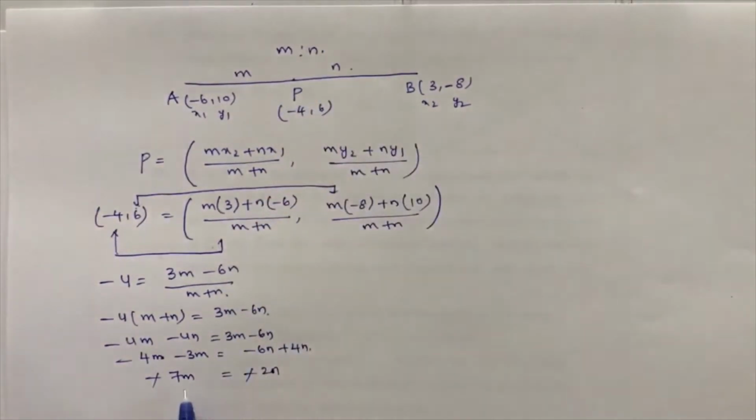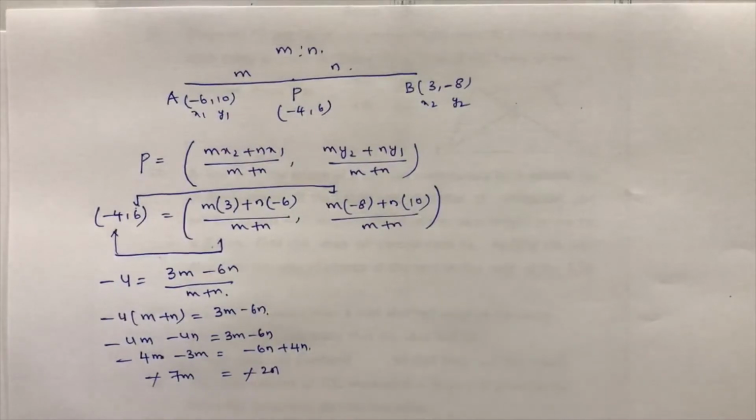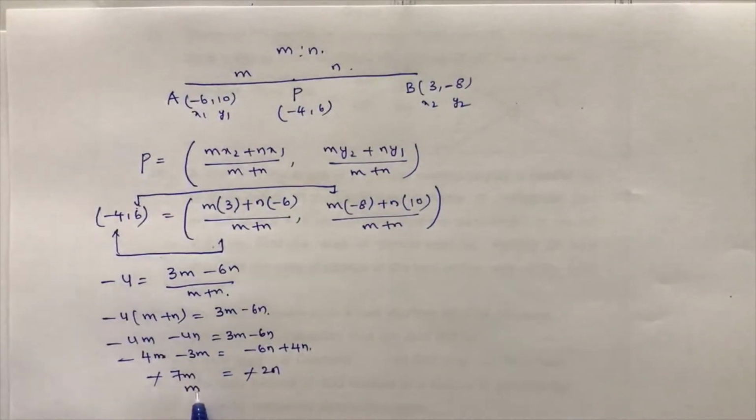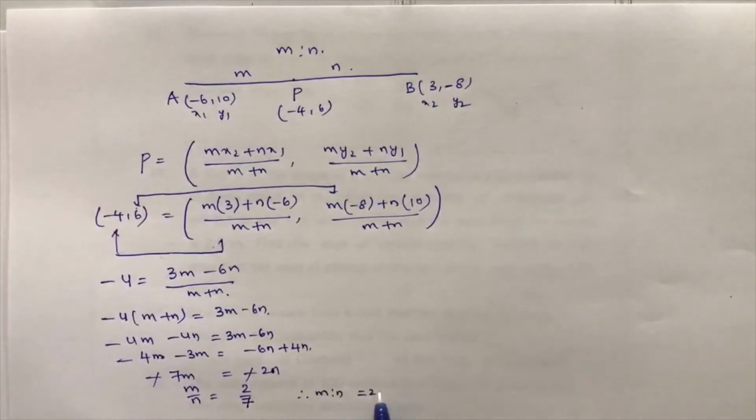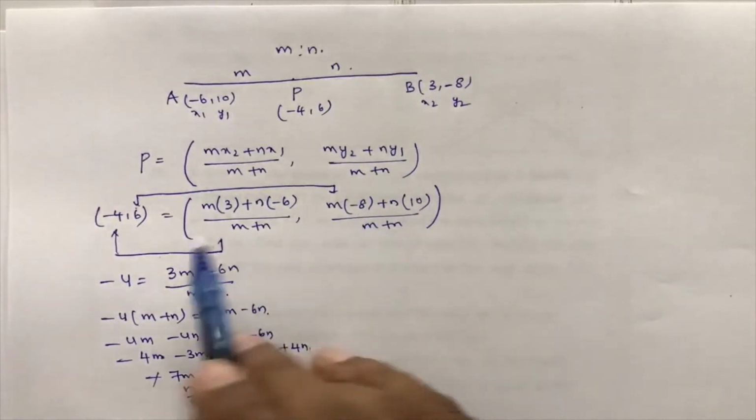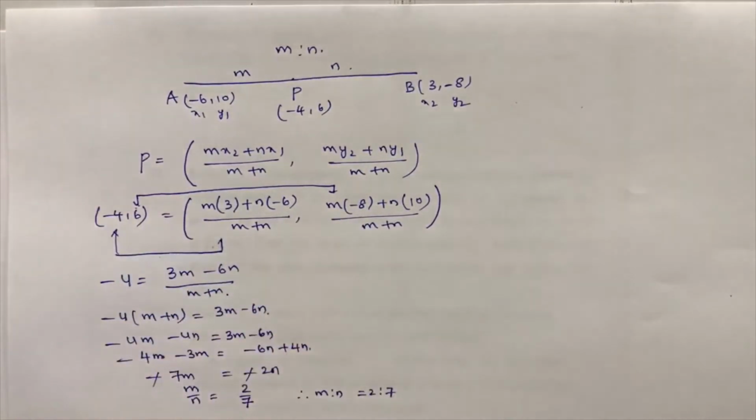M is to n. Most of the children get confused and write 7 is to 2. But see, m is to n is nothing but m by n. So m by n value is 2 by 7. Therefore the ratio m is to n is 2 is to 7. Or see, if you equate this ordinate with ordinate also, you'll get the same answer.